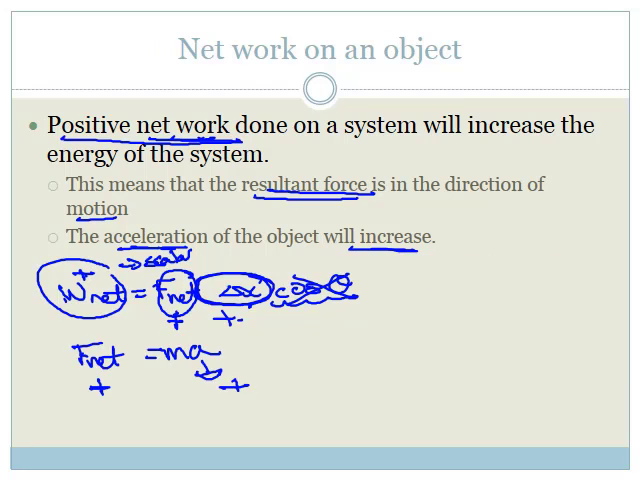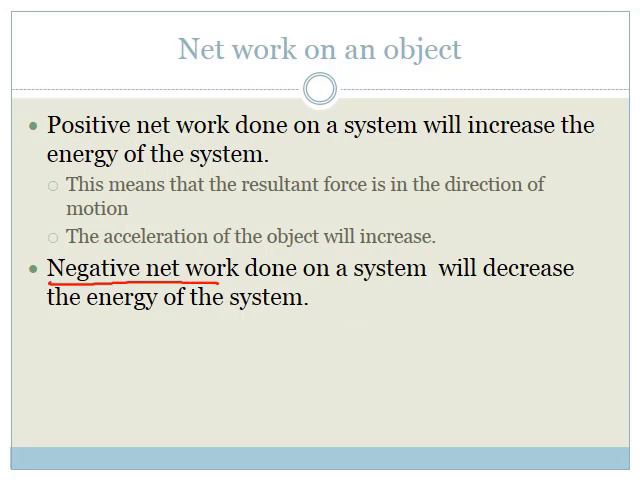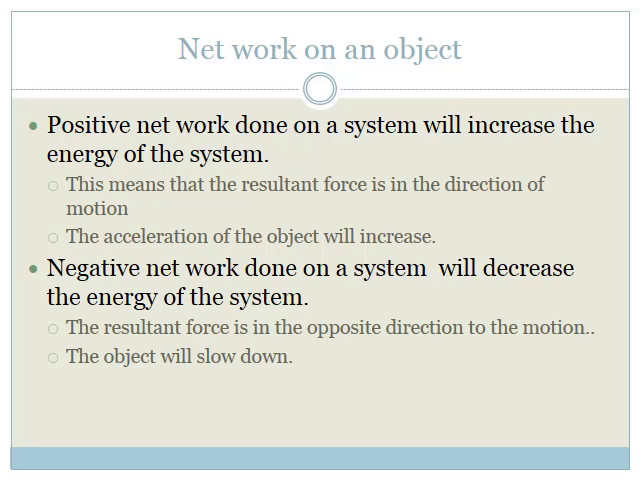Negative net work done has got nothing to do with direction. Remember that this is a scalar. What it means though is it will decrease the energy of the system. It is taking energy out. It is moving energy out of the system into the environs. But what it does mean is that the resultant force is now in the opposite direction of the motion and the object will slow down.